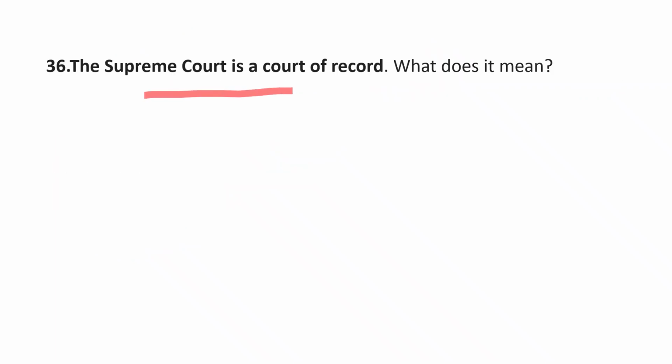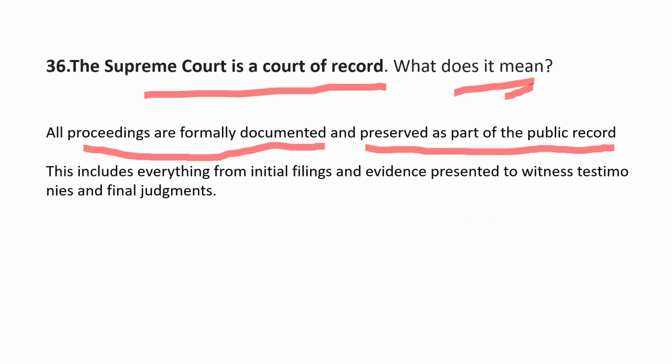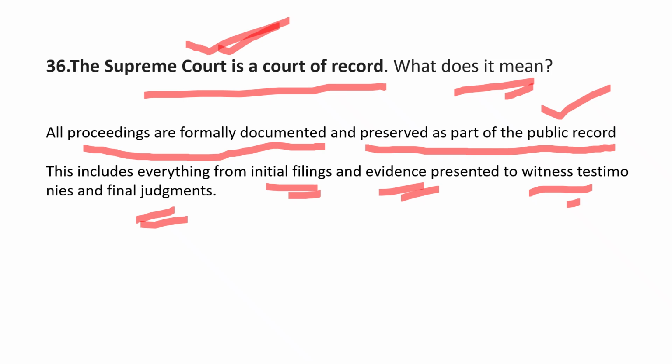The Supreme Court is a court of record. What does this mean? The answer is all proceedings are formally documented and preserved as part of the public record. That is why the Supreme Court is called a court of record. It includes the initial filings, evidences and witness testimonies, and also the final judgments. Everything will be kept documented and preserved as part of the public record.